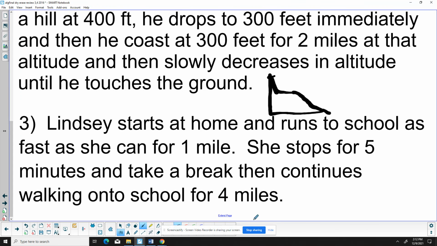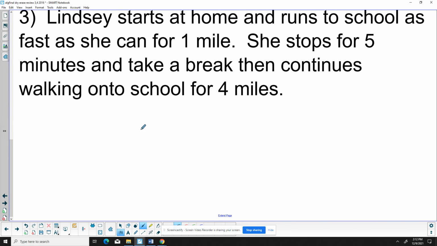All right. And then Lindsay starts at home and runs to school as fast as she can for 1 mile. She stops for 5 minutes and takes a break, then continues walking on to school for 4 miles. So here's the beginning, school. She starts it and she goes really fast for 1 mile. So her slope, really quick. She covers a lot of distance.